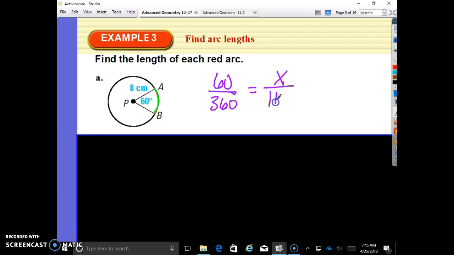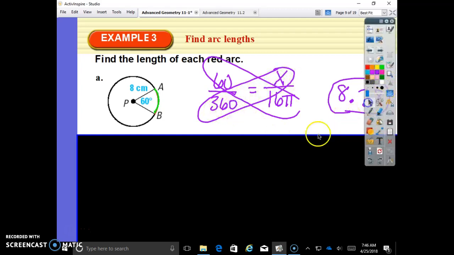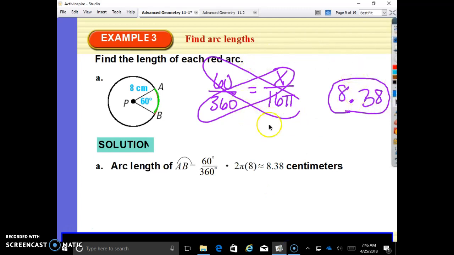8 times 2 is 16, so 16 pi. Cross products and solve. The other way you could do this is you could do 16 pi times 60 over 360. That works too. You can also reduce this to start off if you wanted to, but if you're using your calculator, there's really no need. It just gives you an extra level of something to screw up. 60 times 16 times pi equals, divided by 360 equals, and I got 8.38. Because the 60 times this, you multiply these, equals 360x, then divide by 360. 8.38. And this is the level of work that is required. You can show more work than this, but this is the minimum.